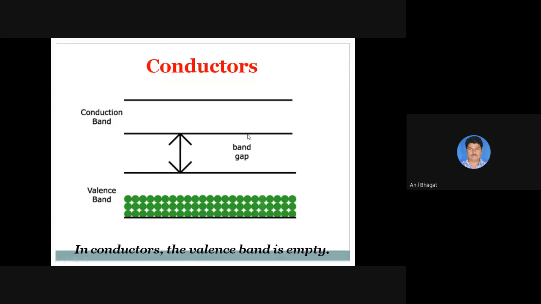So this is a general diagram. The green color we call electrons, right? There is a bunch of electrons present in the valence band, but there are no electrons present in the conduction band. There is a gap between the conduction band and valence band. In the conductor, the valence band is empty, right? The valence band is empty in conductors.